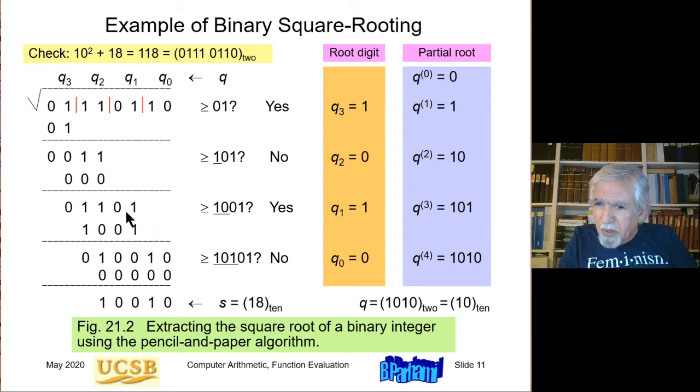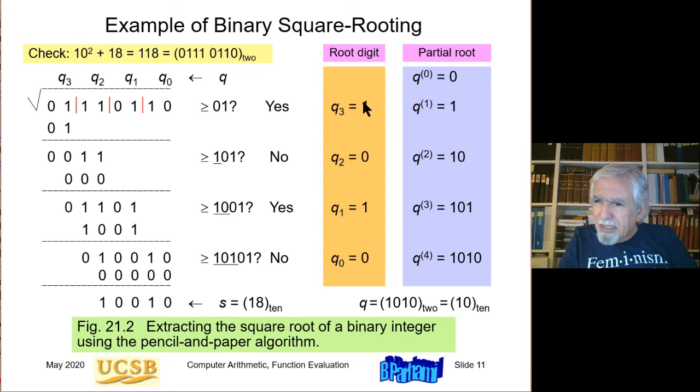Ask the question, is 1, 1, 0, 1 greater than or equal to 1, 0, 0, 1? The answer is yes, so the next quotient bit is 1. And finally, in the last step, I now have 1, 0, 1 as the partial root. Appended 0, 1. Ask the question, is 1, 0, 0, 1, 0 greater than or equal to 1, 0, 1, 0, 1? It is not. So the last quotient bit is 0. I subtract 0, and this is my remainder. So basically 118, which is the number I started with, is equal to 10 squared plus 18, remainder of 18.